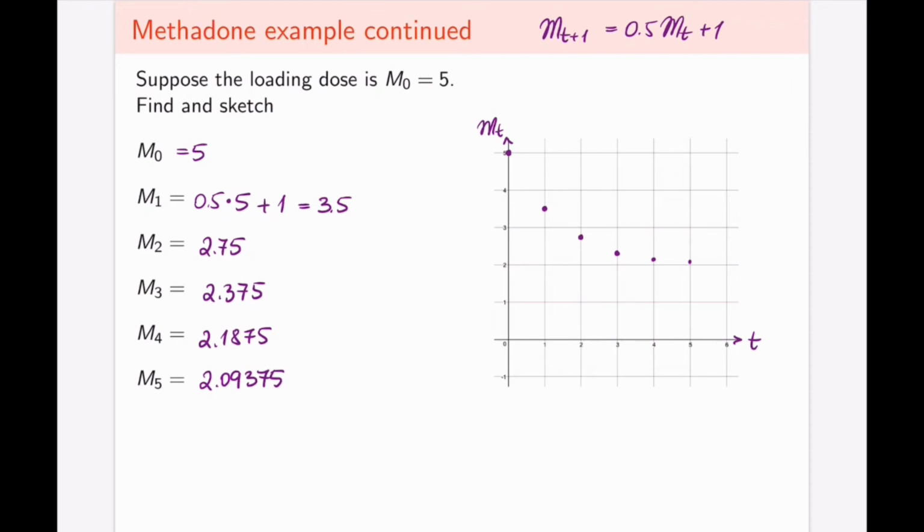The other thing that I suggest you do here is start with a different initial condition, for example, 1, and see how that will play out in computations and therefore on the graph.